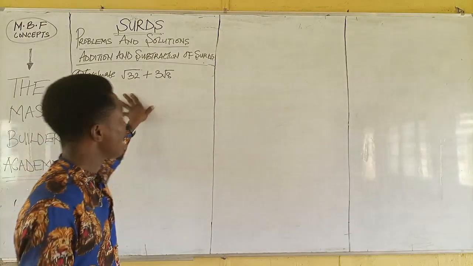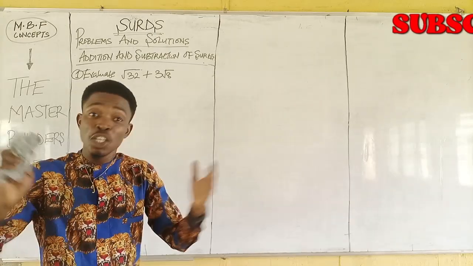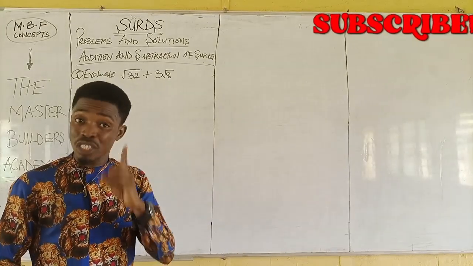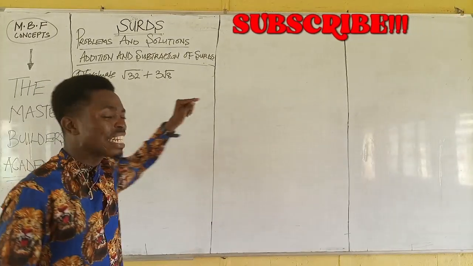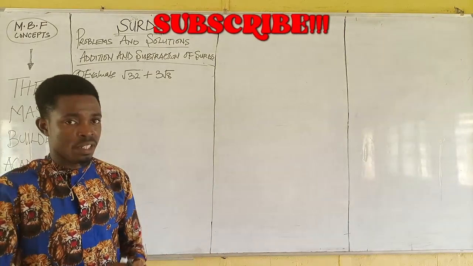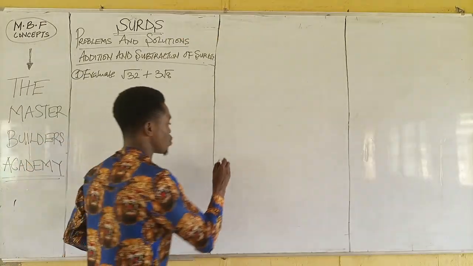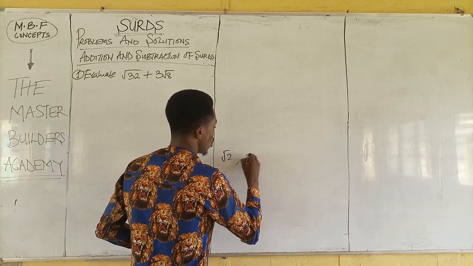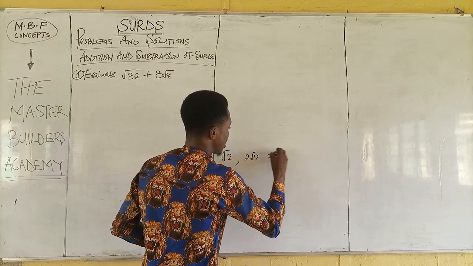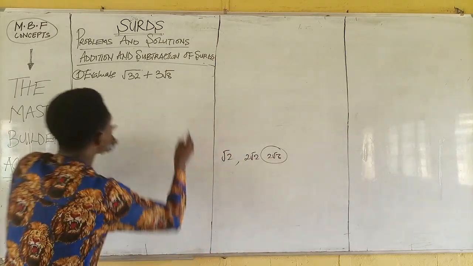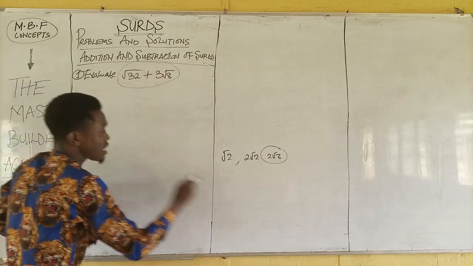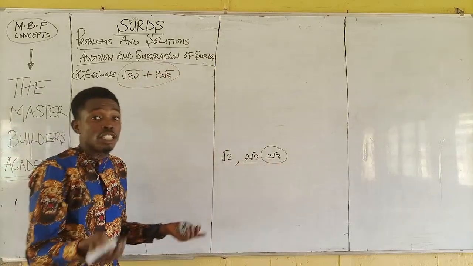Now, we are asked to evaluate root 32 plus 3 root 8. This is a compound surd. We have 2 surds added together, and we are asked to simplify it. Of course, guys, this can be reduced to a simple surd. A simple surd is a surd like root 2 or 2 root 2 or 2 root 3, like this. So we are asked to reduce everything here to any of these, depending on the outcome.